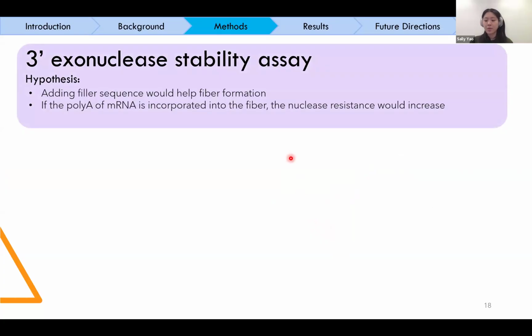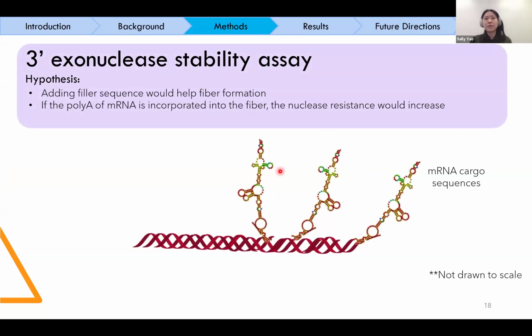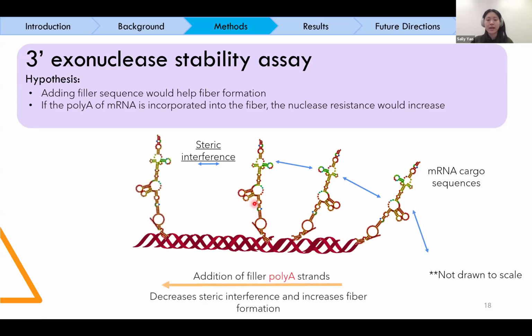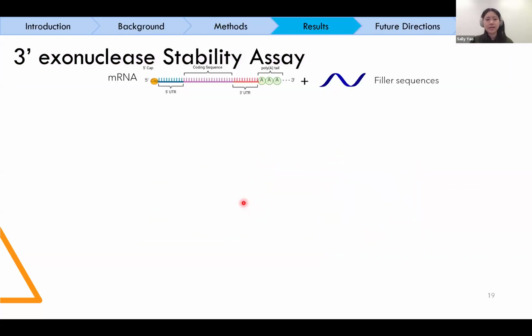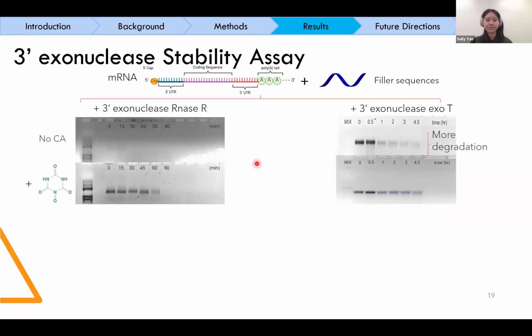fiber formation. And we started with the 3' exonucleases because the poly-A of mRNA is at the 3' end. So we hypothesized that if we add in phylo sequences, and it incorporates the poly-A of the mRNA, we should be able to protect it against 3' exonucleases. So what we see here is we tested with two exonucleases. One is RNase R and one is XRN1. RNase R just cleaves much faster than XRN1.